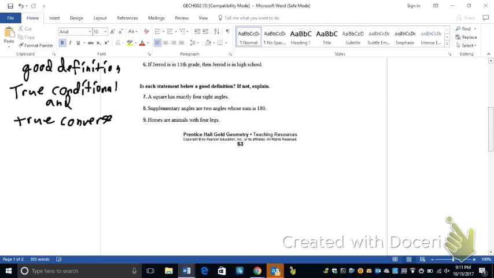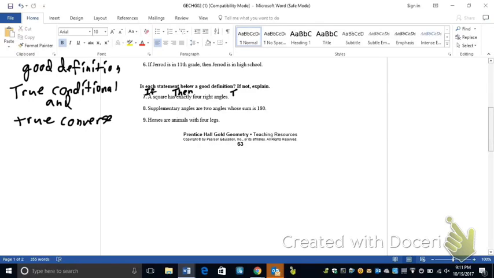So number 7, we have: a square has exactly 4 right angles. If we wrote this as a conditional, we'd say, if a polygon is a square, then it has exactly 4 right angles. And we look at that, and that's absolutely 100% true. Every single square has exactly 4 right angles.